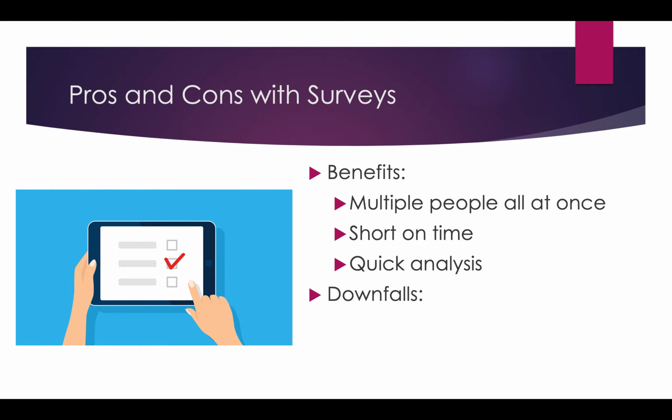But of course, there are some downfalls whenever using surveys. And we can imagine the benefits of qualitative are going to be the downfalls of quantitative. So, some downfalls of quantitative are that we're lacking that in depth knowledge. Asking people to fill out a 1 to 5 Likert scale, strongly disagree to strongly agree, is certainly not going to give us the level of information as an interview or a focus group. But again, short on time and quick analysis.